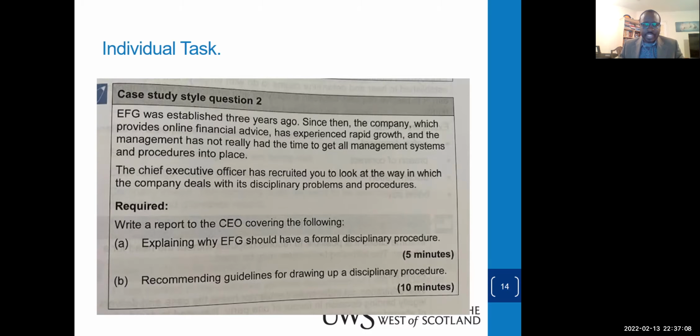So EFG was established 3 years ago. Since then, the company, which provides online financial advice, has experienced rapid growth. The management has not really had the time to get all management systems and procedures in place. The chief executive officer has recruited you to look at the way in which the company deals with its disciplinary procedures and problems. Write a report to the CEO explaining why EFG should have a formal disciplinary procedure, and recommend guidelines by which they can draw up a functional disciplinary procedure.